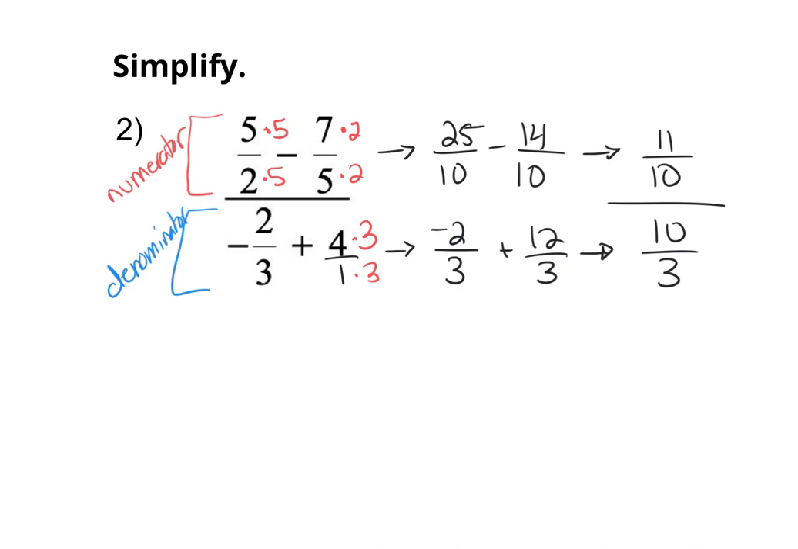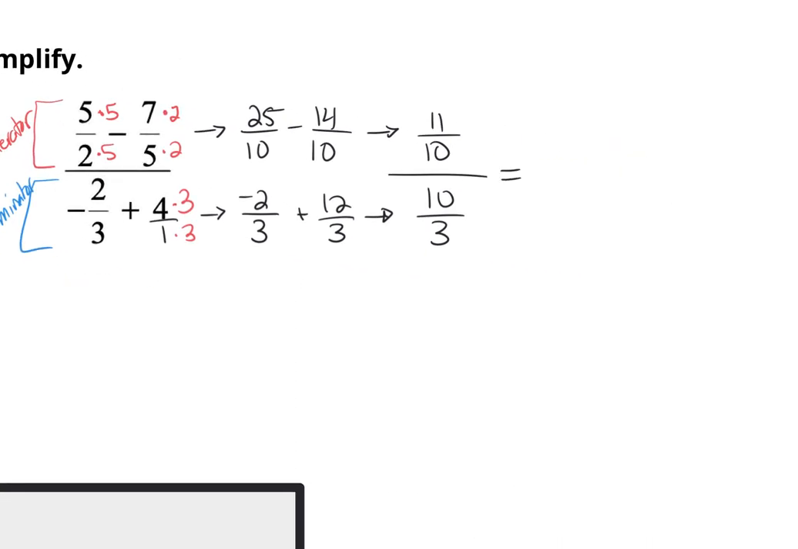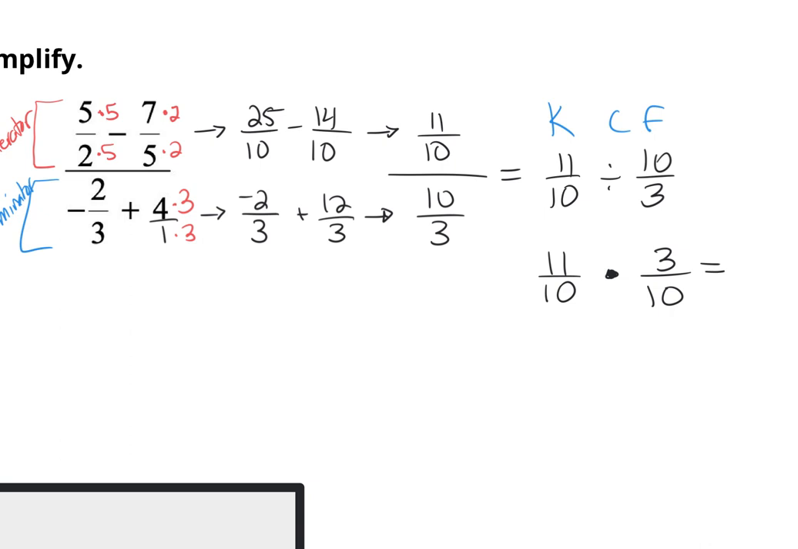Okay? So now, we don't have any addition or subtraction in either the numerator or denominator. So now we can rewrite this guy as a division problem. 11 over 10 divided by 10 over 3. Then keep, change, flip. Keep the first, change the sign to a multiplication, flip the last. Now we can just multiply the numerators together. We get 33. And the denominators together, we get 100. We can't simplify that any, so it stays 33 over 100.